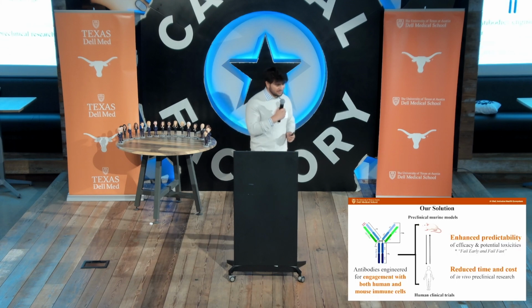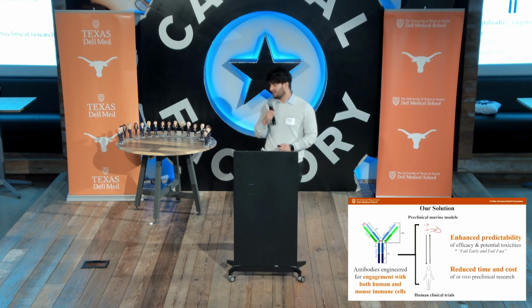To tackle this problem, we have developed an antibody engineering platform that allows us to engineer antibodies that are capable of engaging with both human and mouse immune cells. This bridges the gap between what you see in preclinical murine models as well as human clinical trials, and also provides an enhanced predictability of efficacy and potential side effects of an antibody. Simply put, if an antibody is going to fail, it's going to fail early and it's going to fail fast. That saves cost and time.